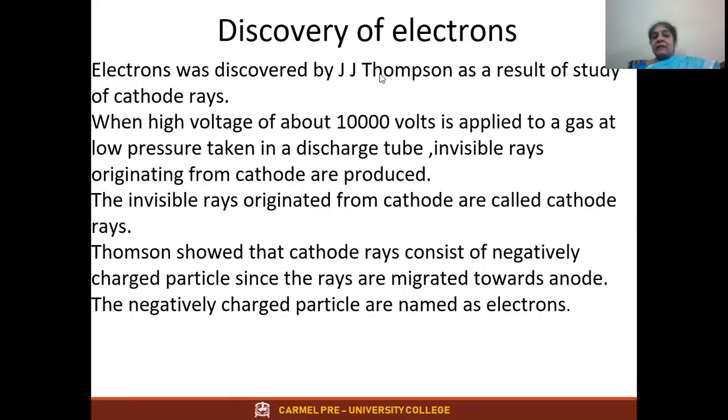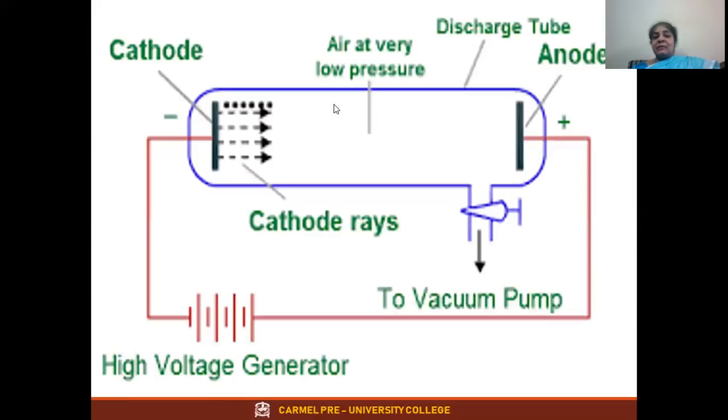So who discovered electrons? It is J.J. Thomson. And this is the description you got to know in the previous slide. You have a discharge tube here. Can you see a discharge tube with two electrodes? You are applying a high potential. Can you see here? High voltage generator. You're going to apply high potential between these two electrodes, cathode and anode.